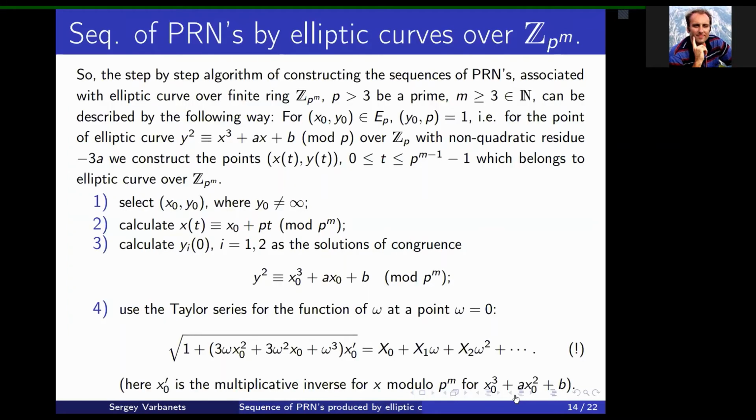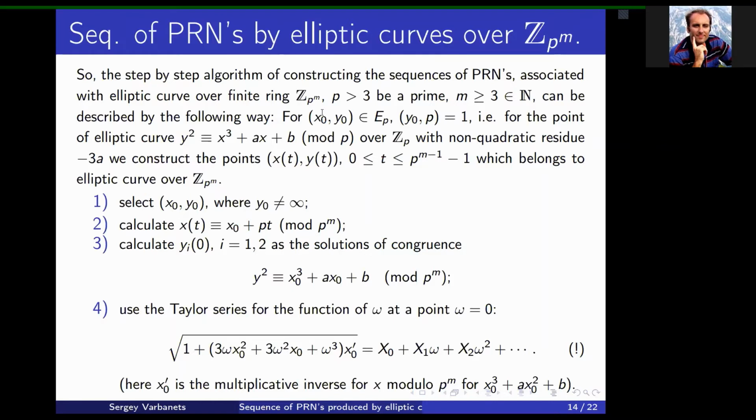Using the results that we obtained, we construct the algorithm to generate the sequences. So the step-by-step algorithm of constructing the sequences of pseudorandom numbers associated with elliptic curve over finite ring Z_{p^m} for prime p and natural m can be described in the following way.